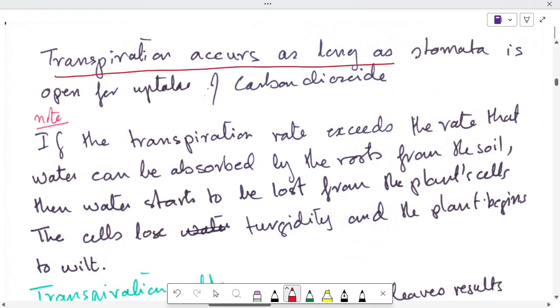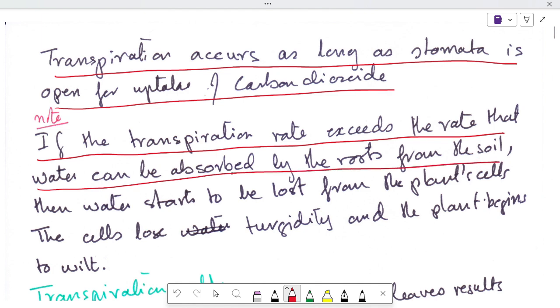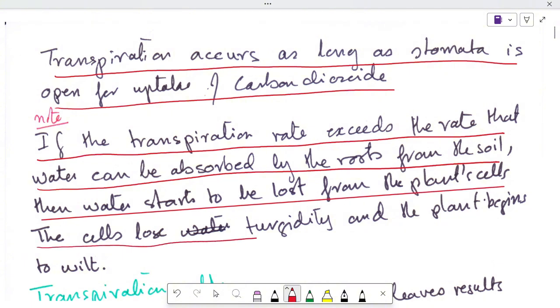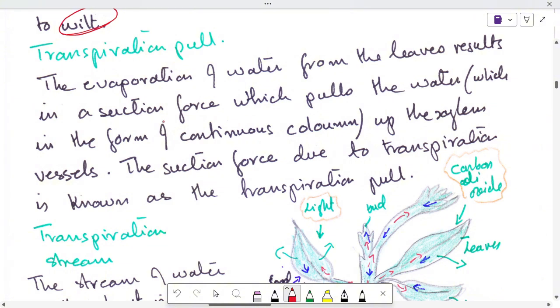Transpiration occurs as long as the stomata are open for uptake of carbon dioxide. Now remember, I have discussed the guard cells, and the opening and closing of stomata. Note, if the transpiration rate exceeds the rate at which water can be absorbed by the roots from the soil, then water starts to be lost from the plant's cells. The cells lose turgidity and the plant begins to wilt. You must have noticed wilting of plants, especially in summers, when temperatures are very high outside and plants lose a lot of water by evaporation, that is, by transpiration. So you need to water the plants regularly.